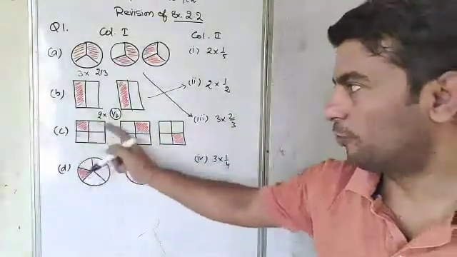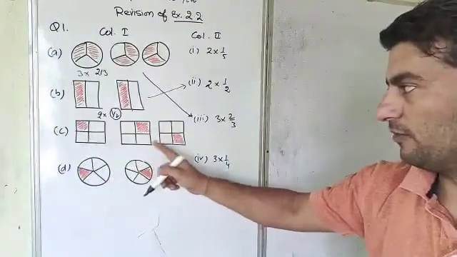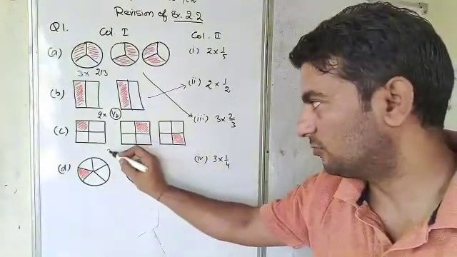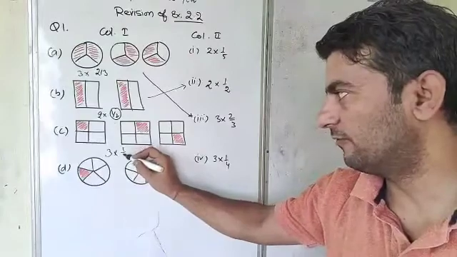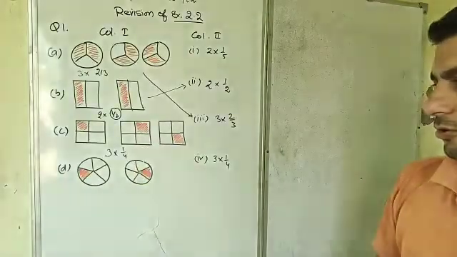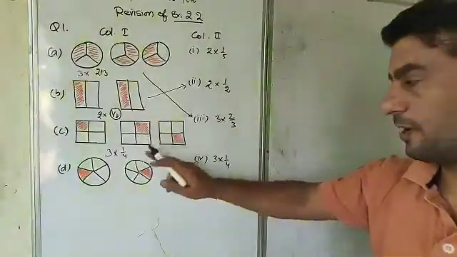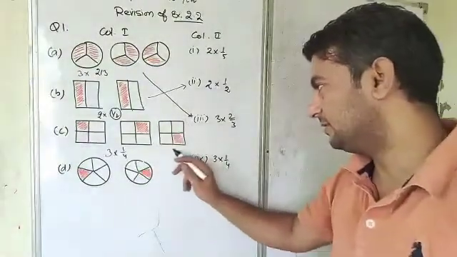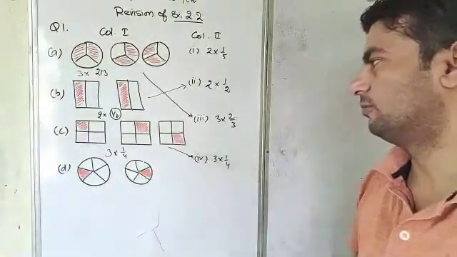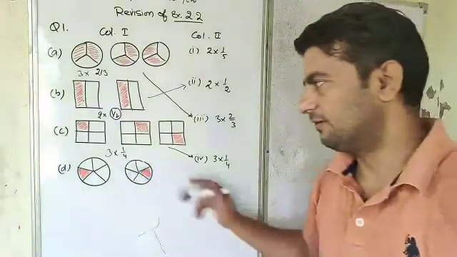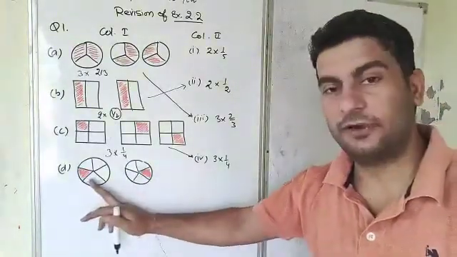In the next one, 1 out of 4 parts is colored. There are 3 such diagrams. 1 out of the 4 parts are colored. So 3 multiplying 1 out of the 4 parts. Which data represents this? It is representing the 4th part. C represents the 4th value.